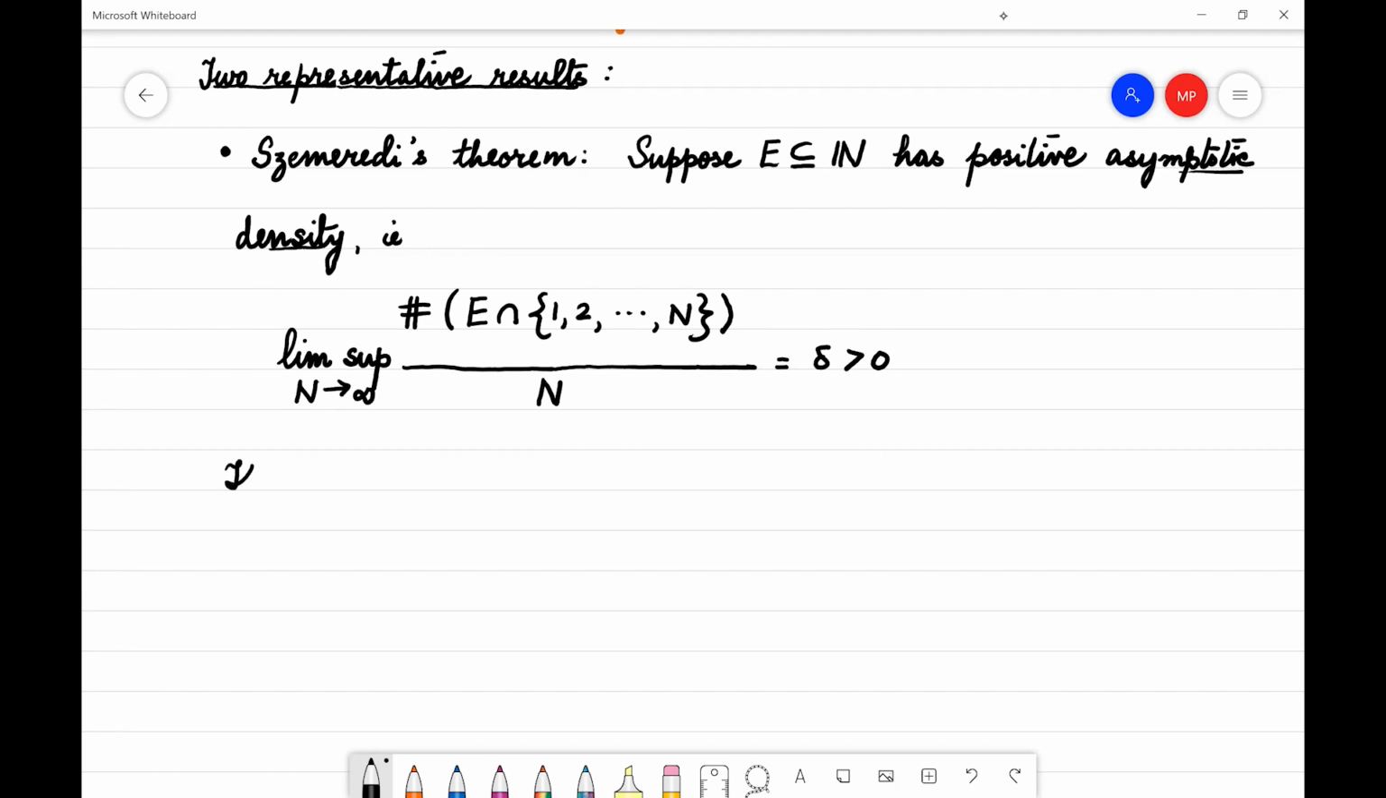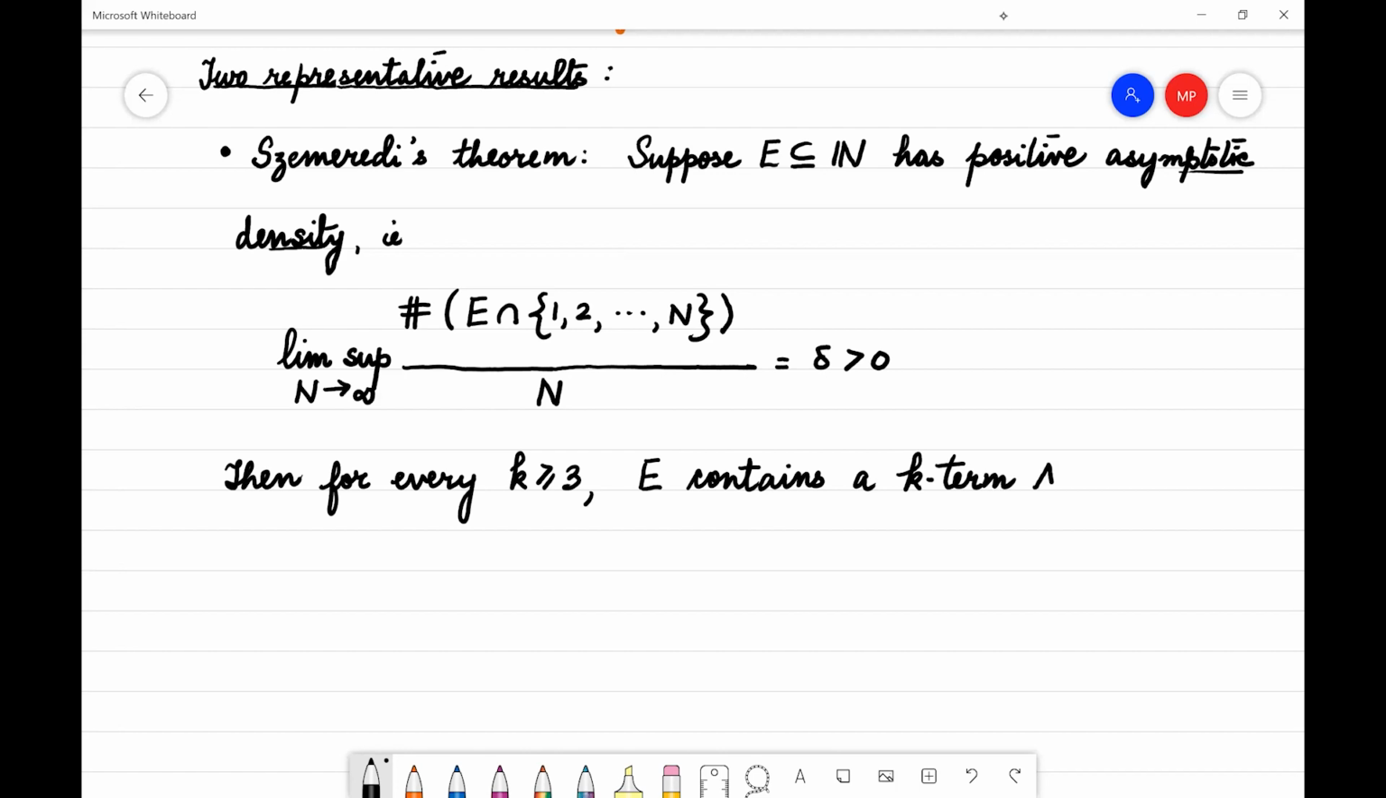And then what's the conclusion? The conclusion is for every k greater than or equal to 3, E contains a k-term arithmetic progression.